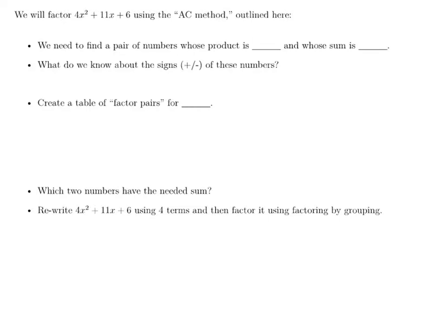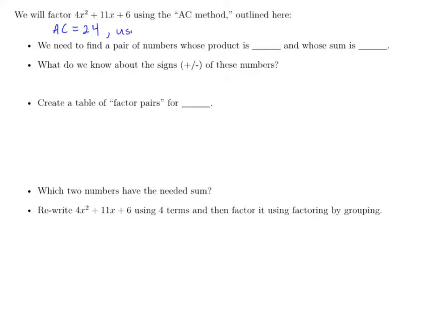In this video, we're going to factor the polynomial 4x squared plus 11x plus 6 using the AC method, which is outlined with a series of steps. To start, the AC method is a method where we're going to factor the trinomial using the product of A and C, which in this case, A is 4, C is 6, so A times C is going to be 24.